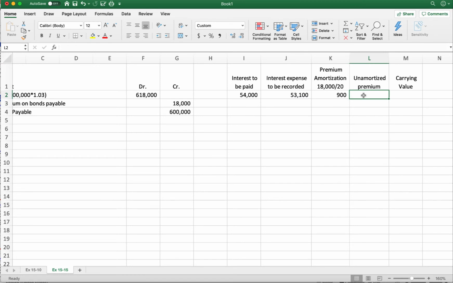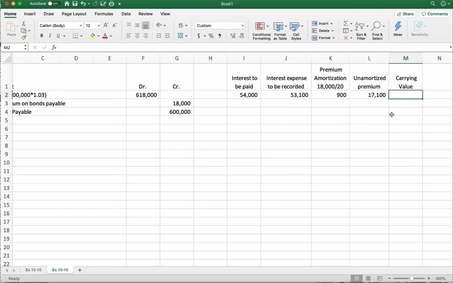So what's the unamortized premium? I need to account for that. Well, that's easy, right? What's the premium total amount? $18,000. How much did I just amortize after this journal entry? Well, $900. So the unamortized amount should be $17,100.